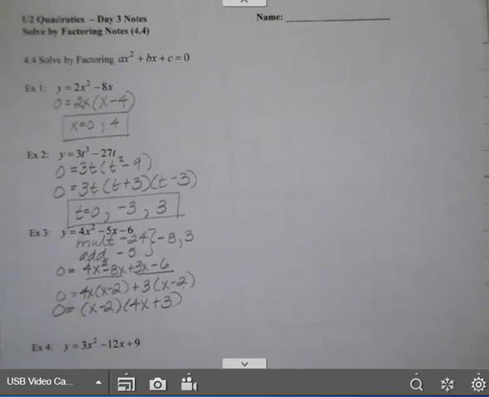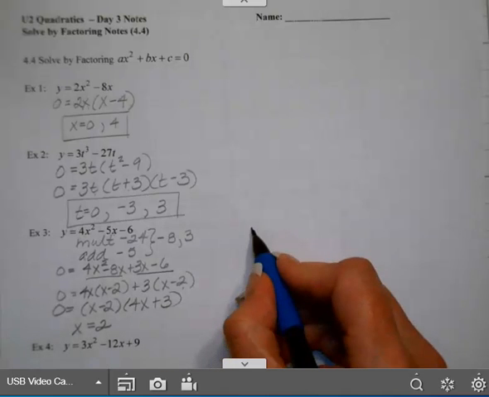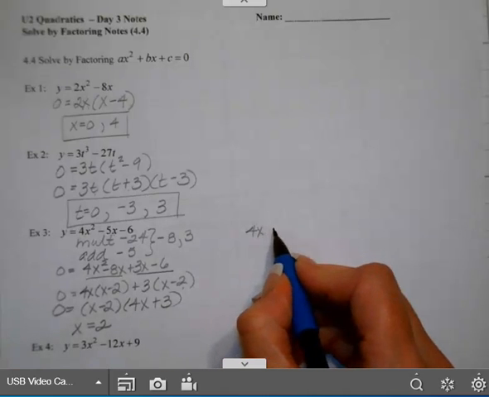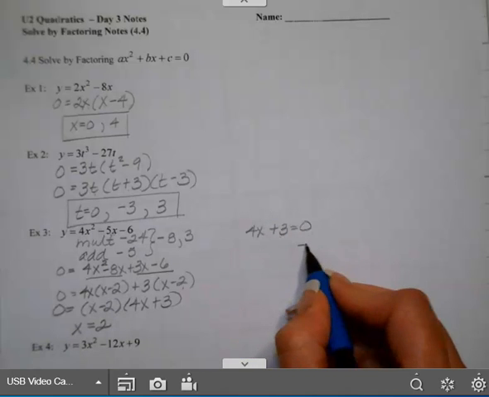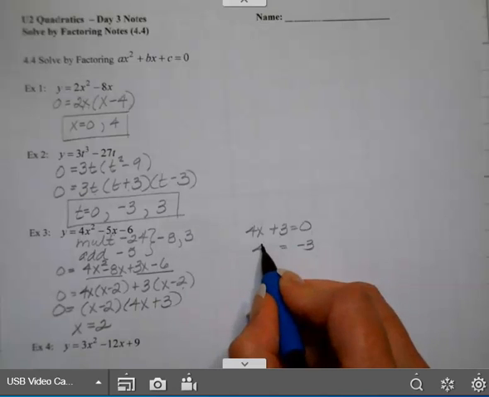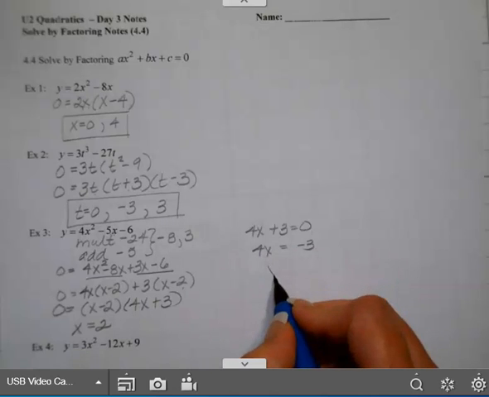And so you set each of your factors equal to 0. This one you can look at. If x is 2, you'll get 0. 4x plus 3, if you want to go ahead and set it equal to 0, you can. So you would subtract 3 and divide by 4.